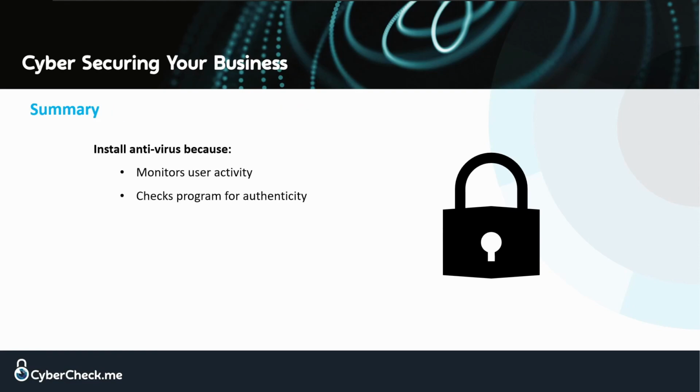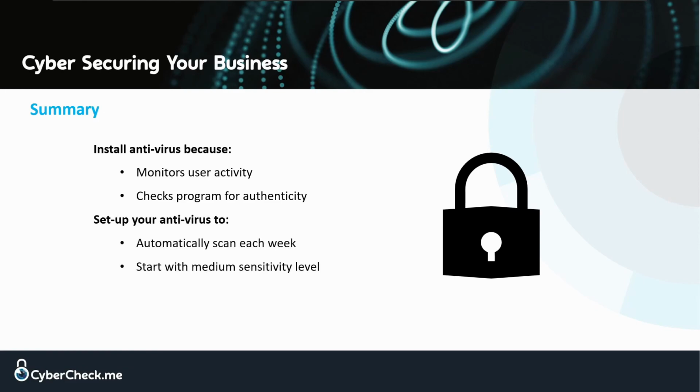So in summary, install antivirus software on your devices because it sits in the background helping to stop dangerous activity on your system and checks the authenticity of programs you're installing and using. Set up your antivirus to automatically scan each week and start with the medium sensitivity level. Finally, remember to update your antivirus software.